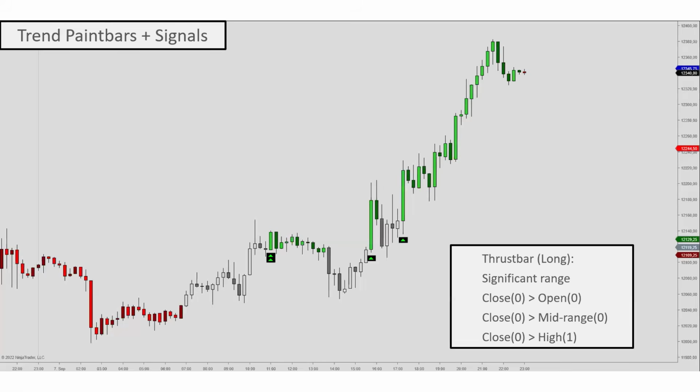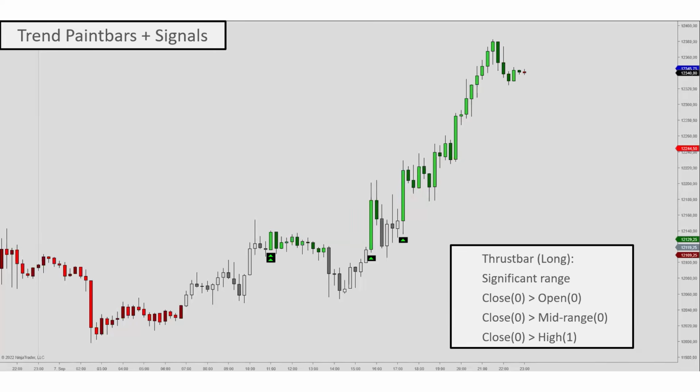First, you want to have a significant range, so at least half the size of the average range. And for a bullish scenario, the signal bar should also have a close above its open, so an up close. And the close should be in the upper half of the range. And then finally, the close should be above the high of the previous bar. So if you see, the signal here qualifies for all of those requirements.